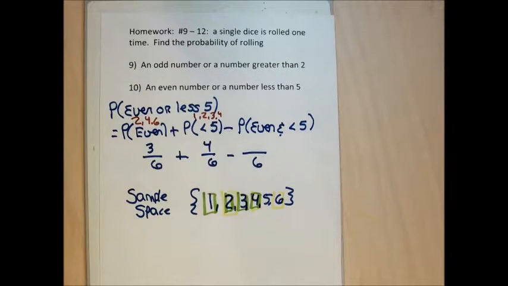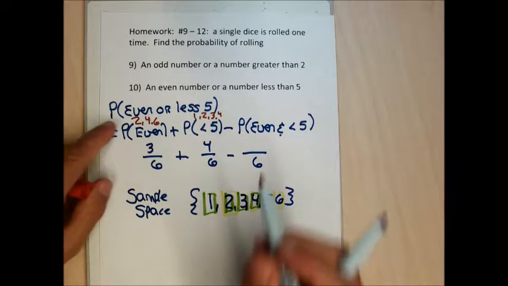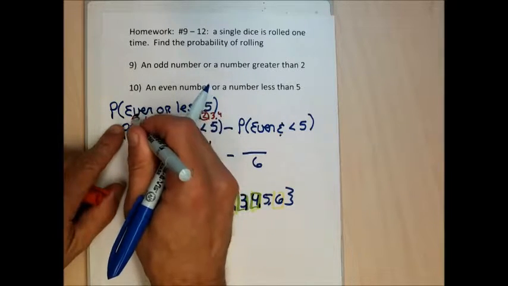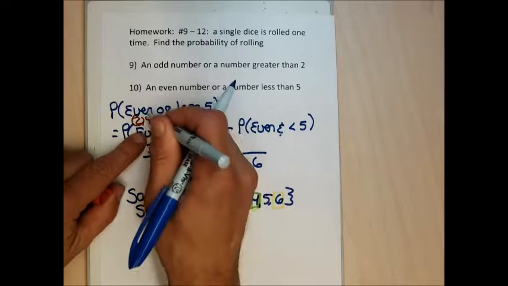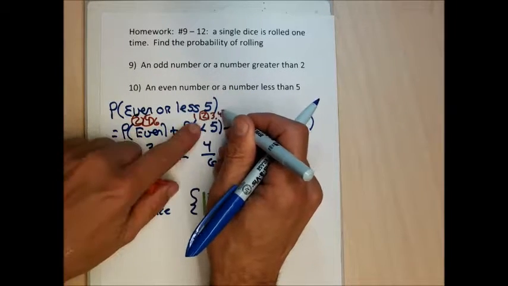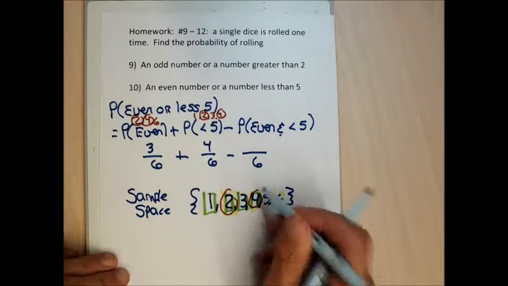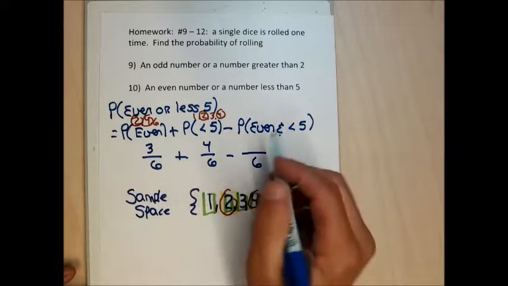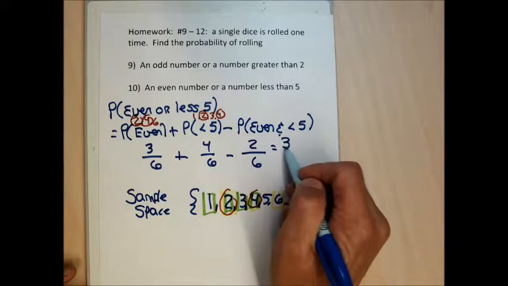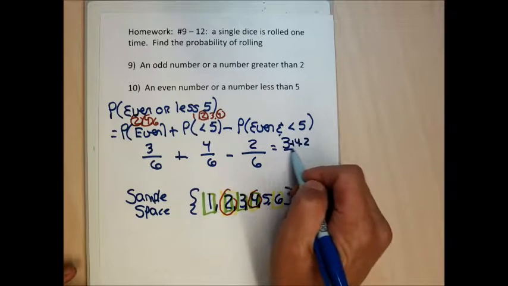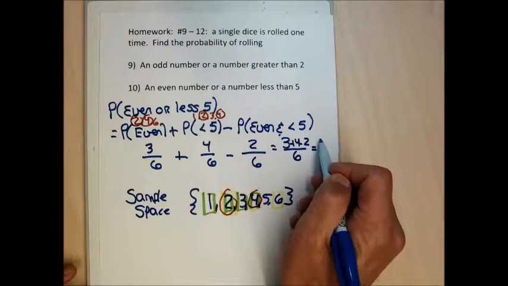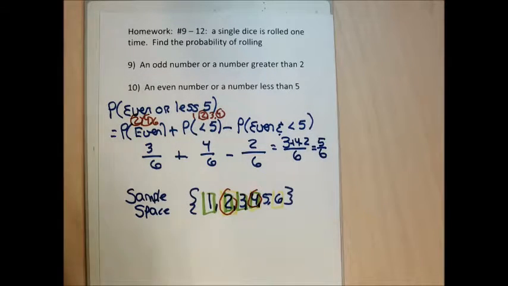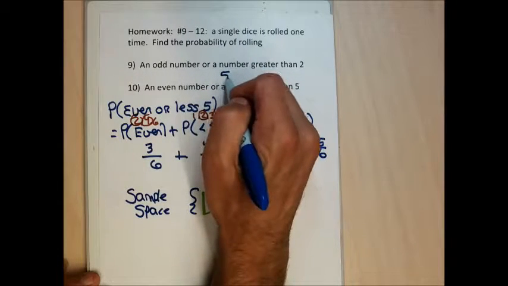The third fraction is going to have any number that I've just counted twice. And I actually counted a couple numbers twice. I counted the 2 as both even and less than 5. I counted the 4 as both even and less than 5. So the numerator of the third fraction is going to be the 2 elements in the sample space that I've counted in both probabilities. I'm going to subtract 2 over 6. So this is going to be 3 plus 4 minus 2 over 6. And my answer to problem 10 is going to be 5 over 6. For problem 9, if you do it correctly, I also got 5 over 6 for my answer.